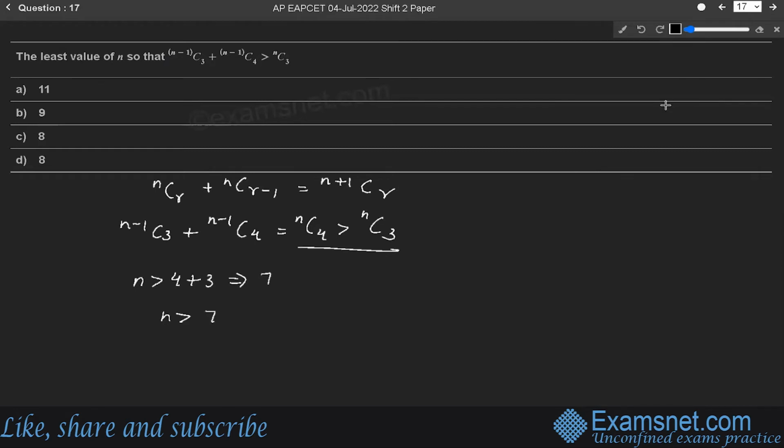And we know that here n is a natural number. Therefore, the least possible value for n is 8. Since it is a natural number and it is greater than 7, the least possible value is 8. Therefore, we can say that the correct option is 8. So option number C is the correct option here.